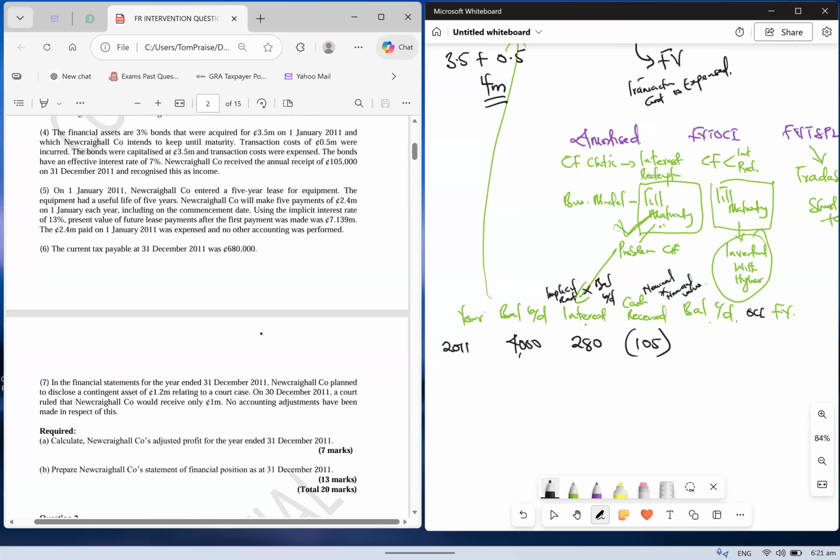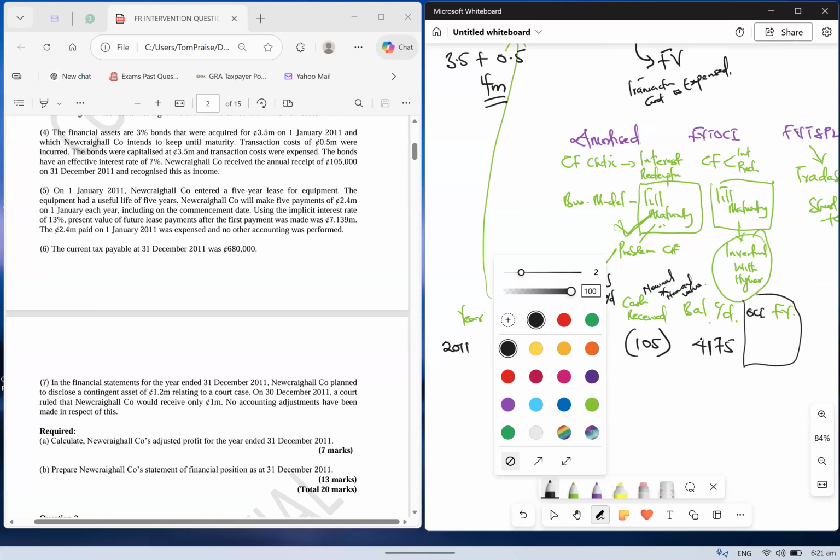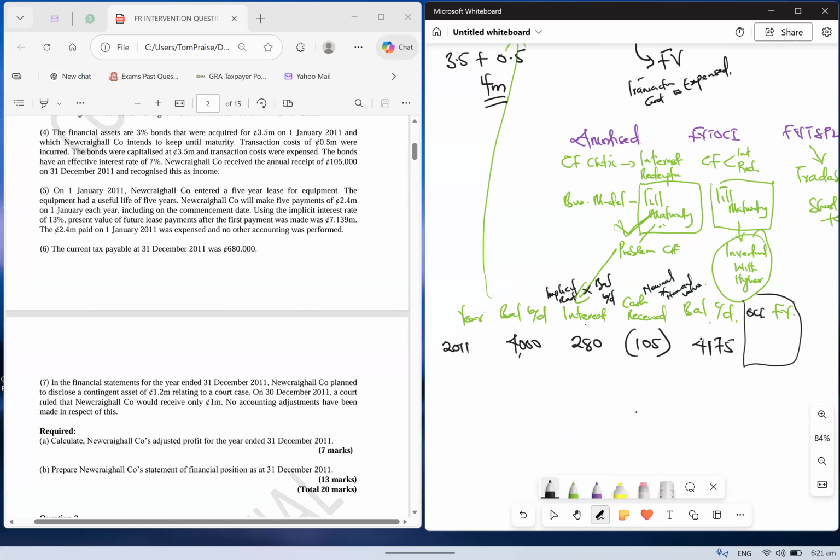That'll be 4 million minus 0.105 plus 280. I have here 4175. So since it is not OCI, we don't need this part. So what do we do? This interest will go to the P&L. This one to go to the SPL.